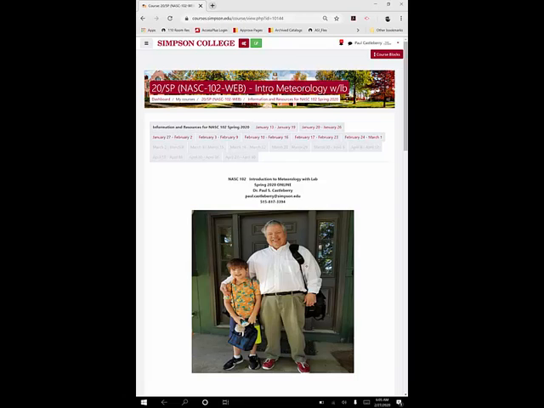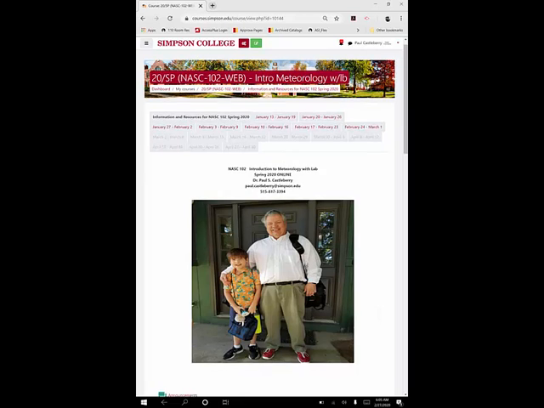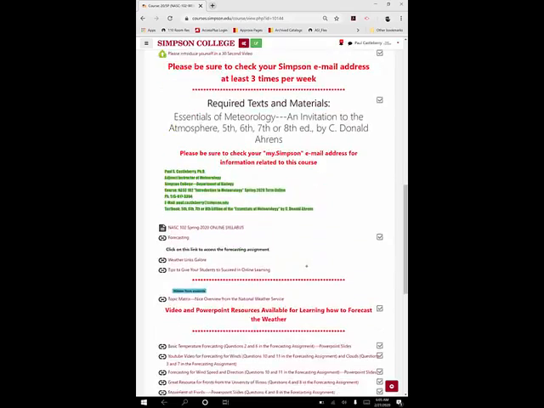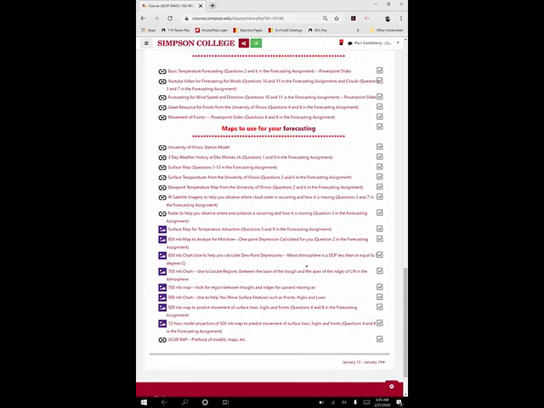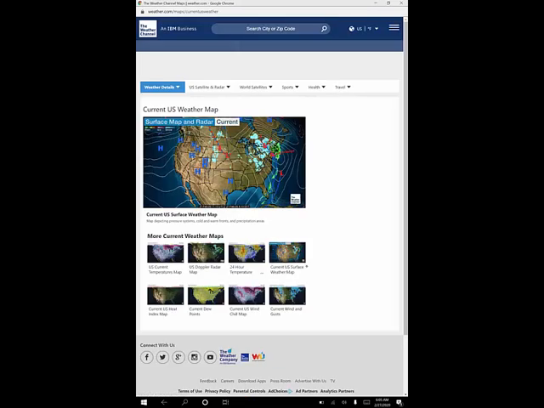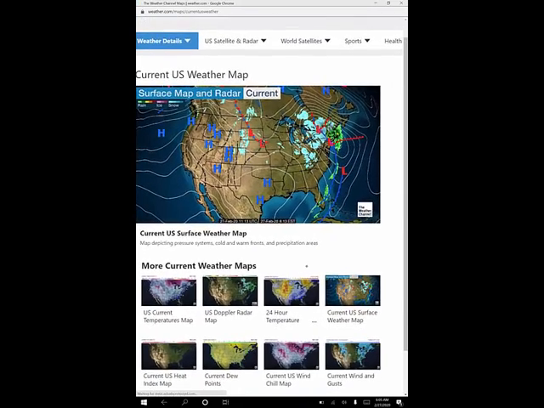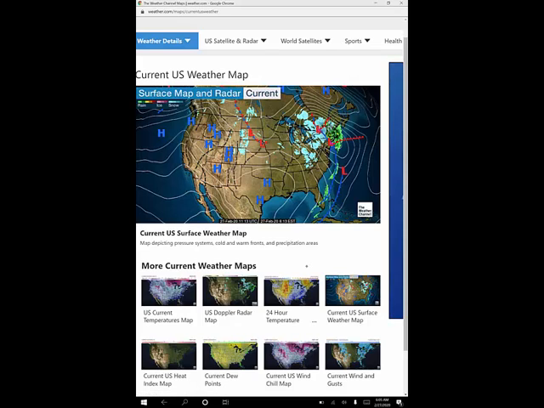If you go to your information and resources for NASC 102 and go down to your maps to use for forecasting, if you click on surface map questions 1 through 13, it will take you to a map from the Weather Channel. And I'm going to mark this particular surface map up here. Give me just a moment.